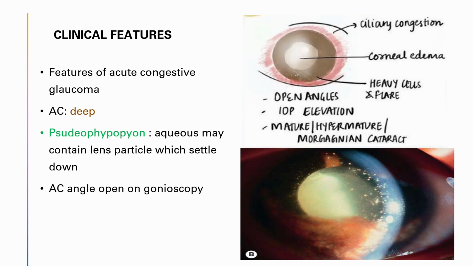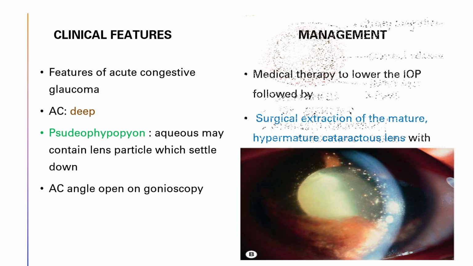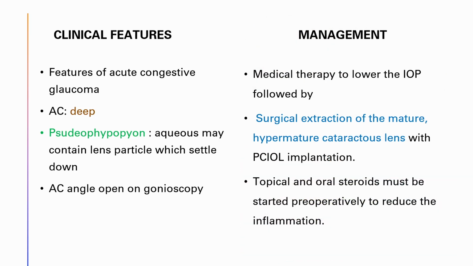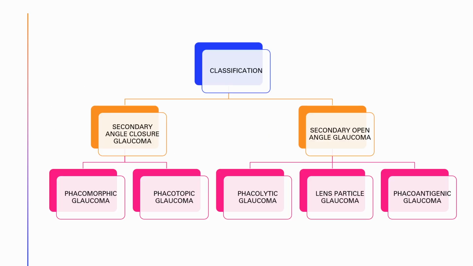AC is deep. There may be pseudohypopyon as the aqueous may contain lens particles which settle down, and anterior chamber angle is open on gonioscopy. Coming to management, medical therapy to lower the IOP followed by surgical extraction of the mature or hypermature cataractous lens with PCIOL implantation is the ultimate management. Topical and oral steroids must be started postoperatively to reduce the inflammation.